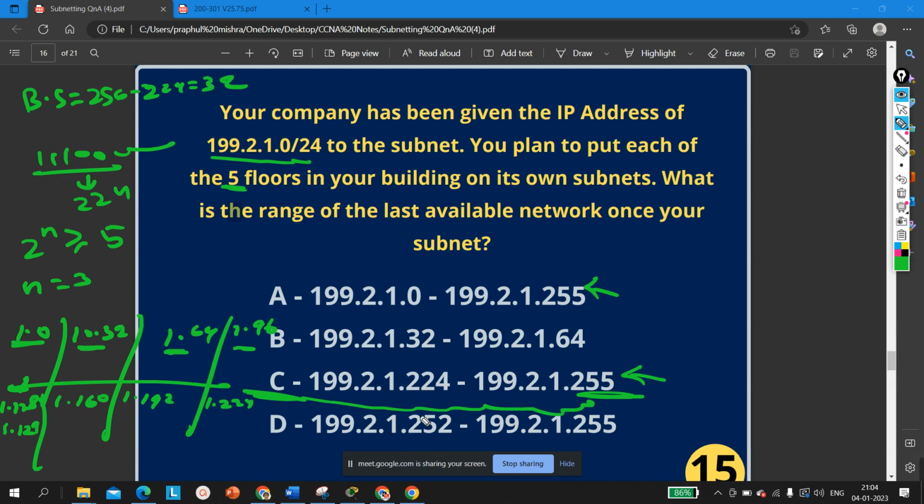The question is asking the range of the last available network. The last available network starts with 1.224, so 1.224 to 1.255. The last will be 1.255, so the last valid IP address will be 1.254.